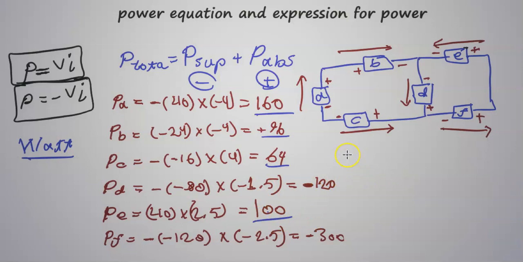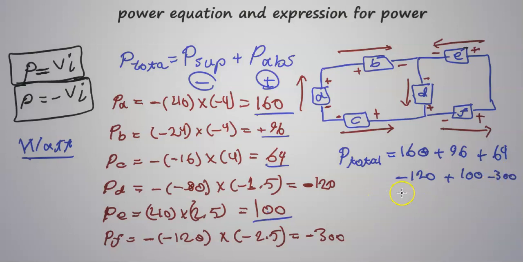So for the total power, we say power total equals 160 plus 96 plus 64 watts and negative 120 plus 100 and negative 300. If we just plug it into the calculator, we get a value of negative 96 for the total power.